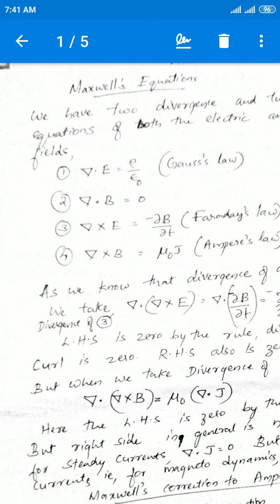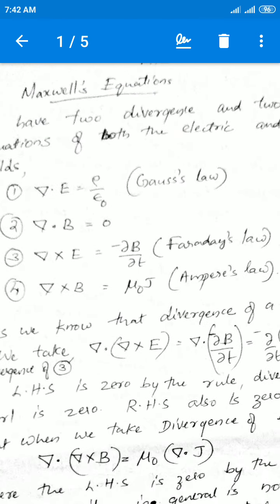The third equation is del cross E, which is the curl of electric field. The curl of electric field is minus d by dt of B, where B is the magnetic field. This is called Faraday's law.